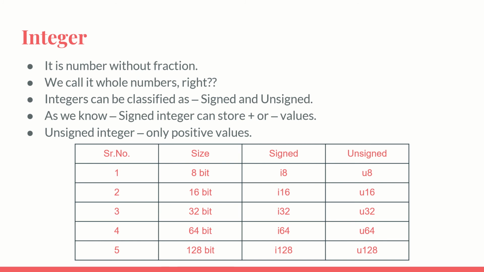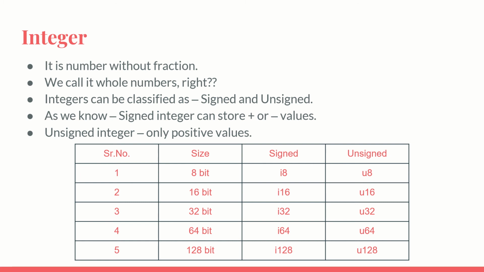Integer is nothing but, as you know, a number without a fraction. No dot and content after that. It's all whole numbers. Integers can be classified as signed and unsigned, and this is pretty common in the rest of the programming languages. As we know, a signed integer can store plus or minus values, which means you can represent the sign. Is it positive or negative?